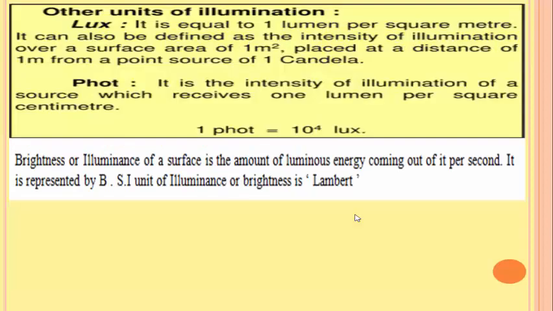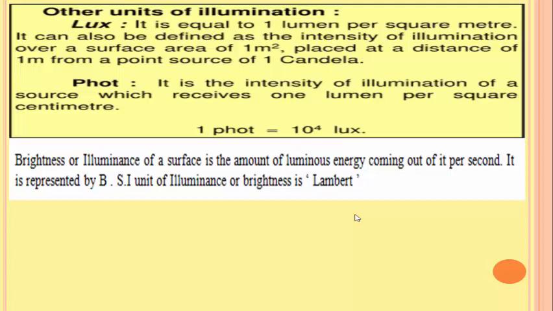The other unit of illumination is phot. It is the intensity of illumination of a surface which receives 1 lumen per square centimeter. It is the unit of illumination in terms of CGS, where one phot is equal to 10 raised to 4 lux.